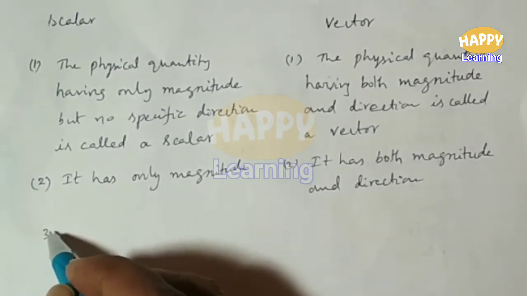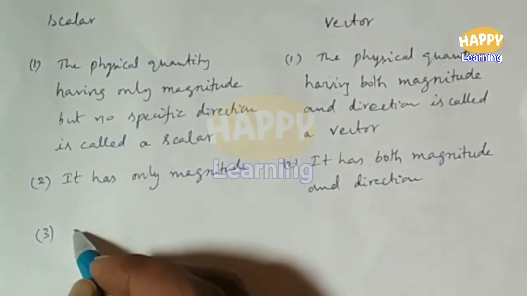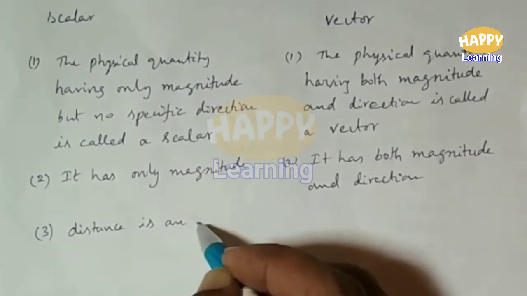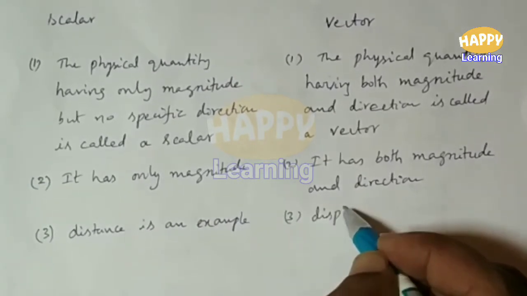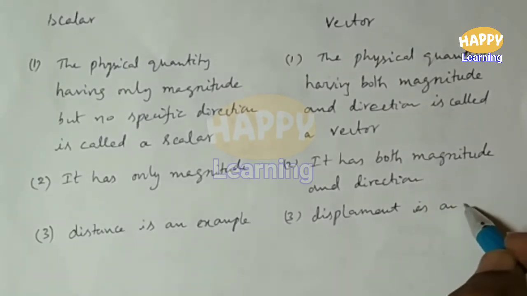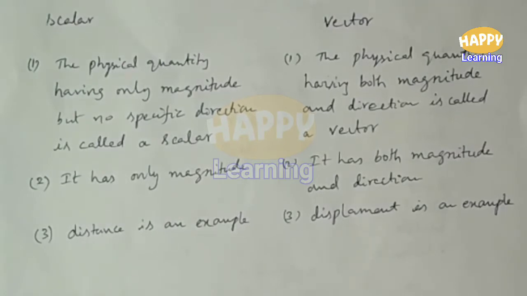Now, let me write an example as point 3. You can take distance as an example for scalar and displacement as an example for vector. So scalar has only magnitude, vector has both magnitude and direction. Example for scalar is distance, example for vector is displacement.